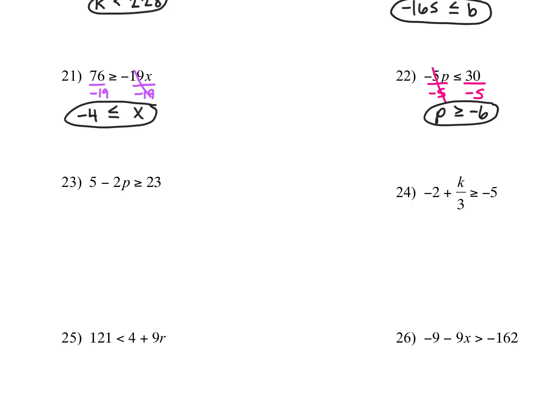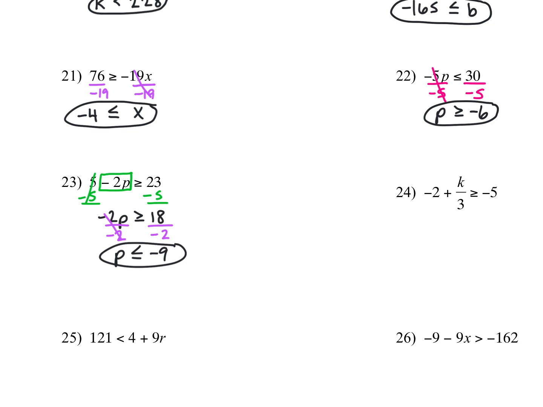Number 23, our goal is to get p by itself, so we're going to get rid of this term 5 by subtracting 5 from both sides. We get negative 2p is greater than or equal to 18. And then we want to get rid of that negative 2 times p by dividing both sides by negative 2. Since we divided both sides by a negative, our symbol flips, and we have negative 9. So we have p is less than or equal to negative 9.